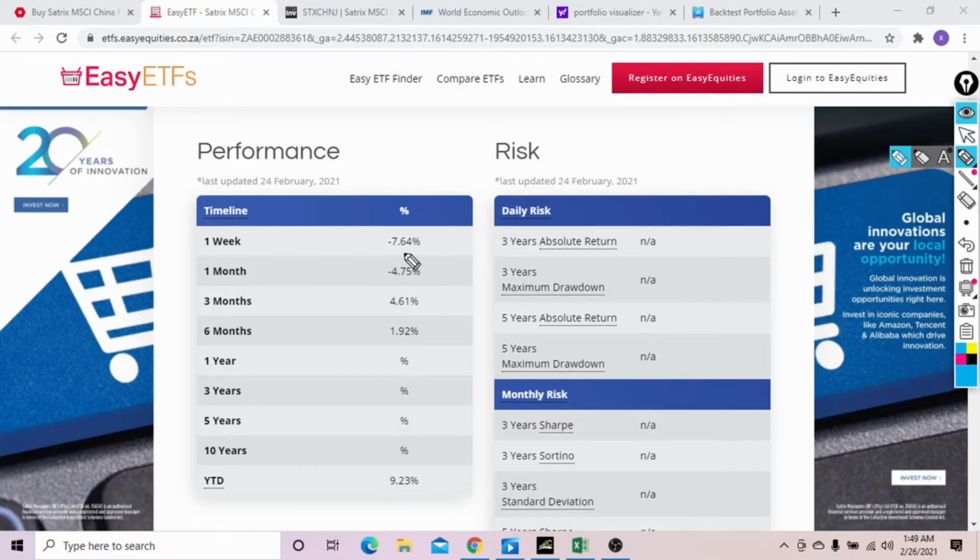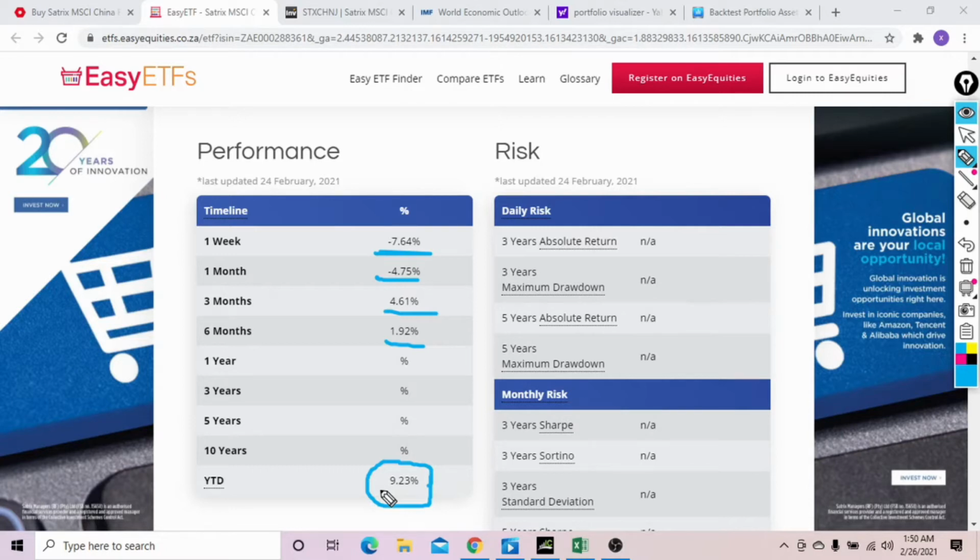You can see in the last week, this was down by 7%, 7.64%. In the last month, it was down about 4%. Then in the last 3 months, it was up by 4%. Then the last 6 months, it was up by 1.92%. And then year to date, currently, it is up by 9.23%. That's year to date. Currently now, it's up by 9.23%, which is quite a better return, because it's not yet over. We're still moving forward toward the end of the year in December.